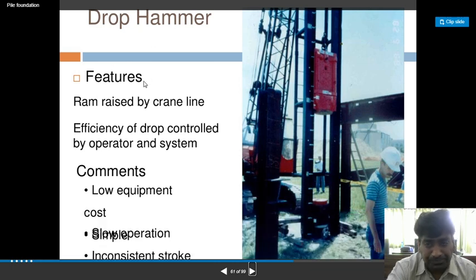Drop hammer: the ram is raised by the crane line, and the efficiency of the drop is controlled by the operator and a system. Low equipment cost, low operation cost, simpler, but inconsistent stroke.